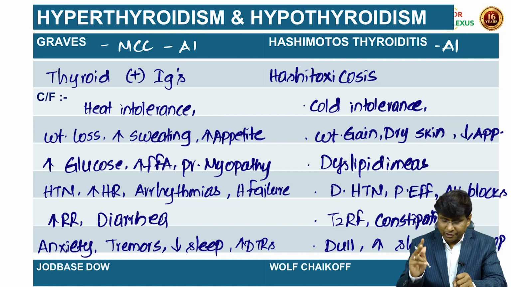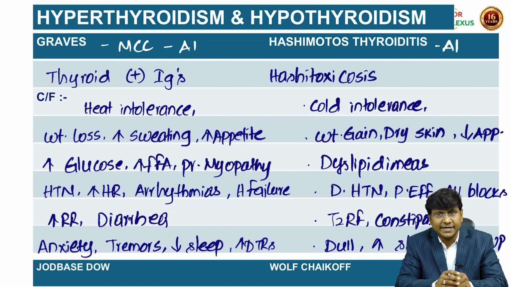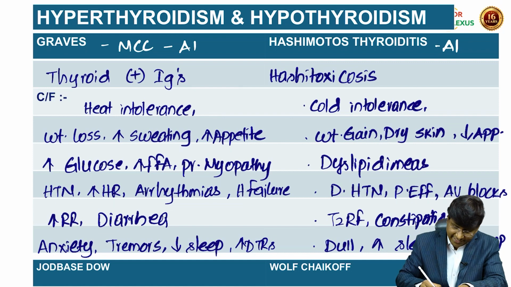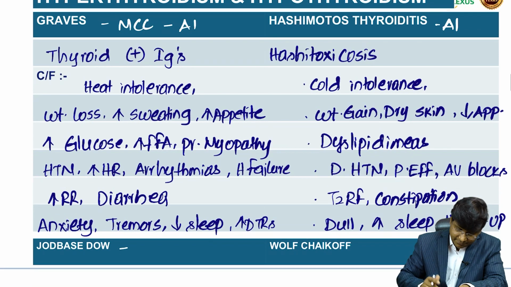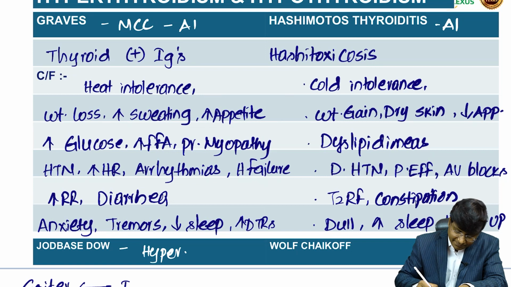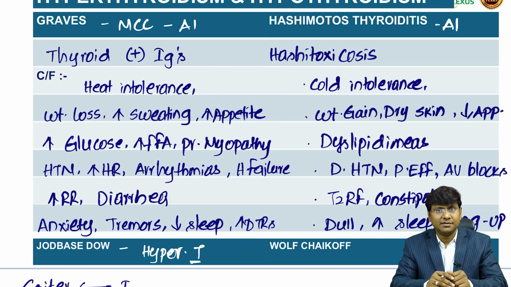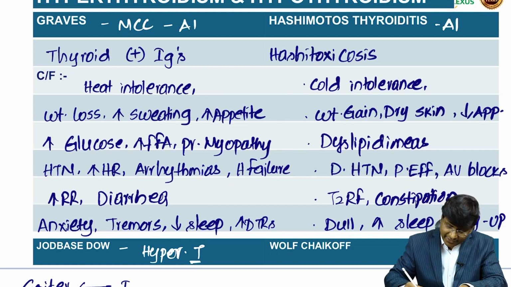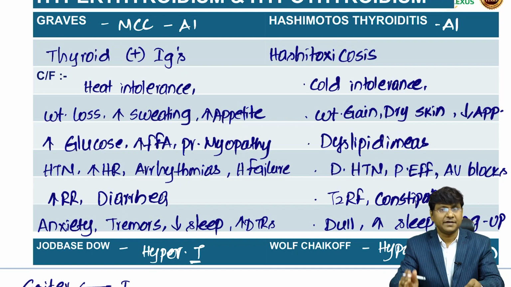You have two important terminologies, that is Jod-Basedow as well as Wolff-Chaikoff. So in Jod-Basedow, what exactly is this? It is in an individual with a goiter, when you give exogenous iodine, if there is iodine-induced hyperthyroidism, that is Jod-Basedow phenomenon. Whereas iodine-induced hypothyroidism will be the Wolff-Chaikoff effect, okay?